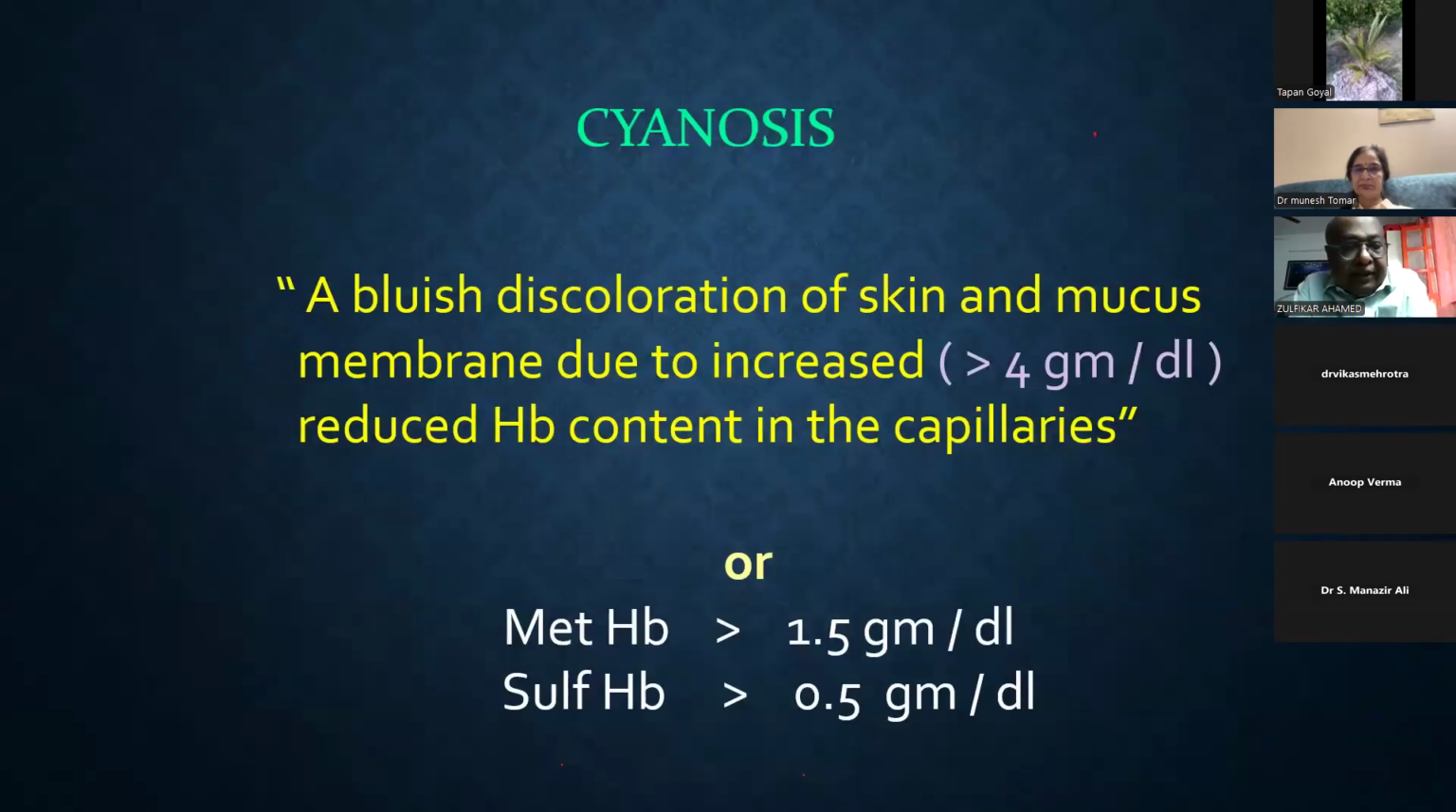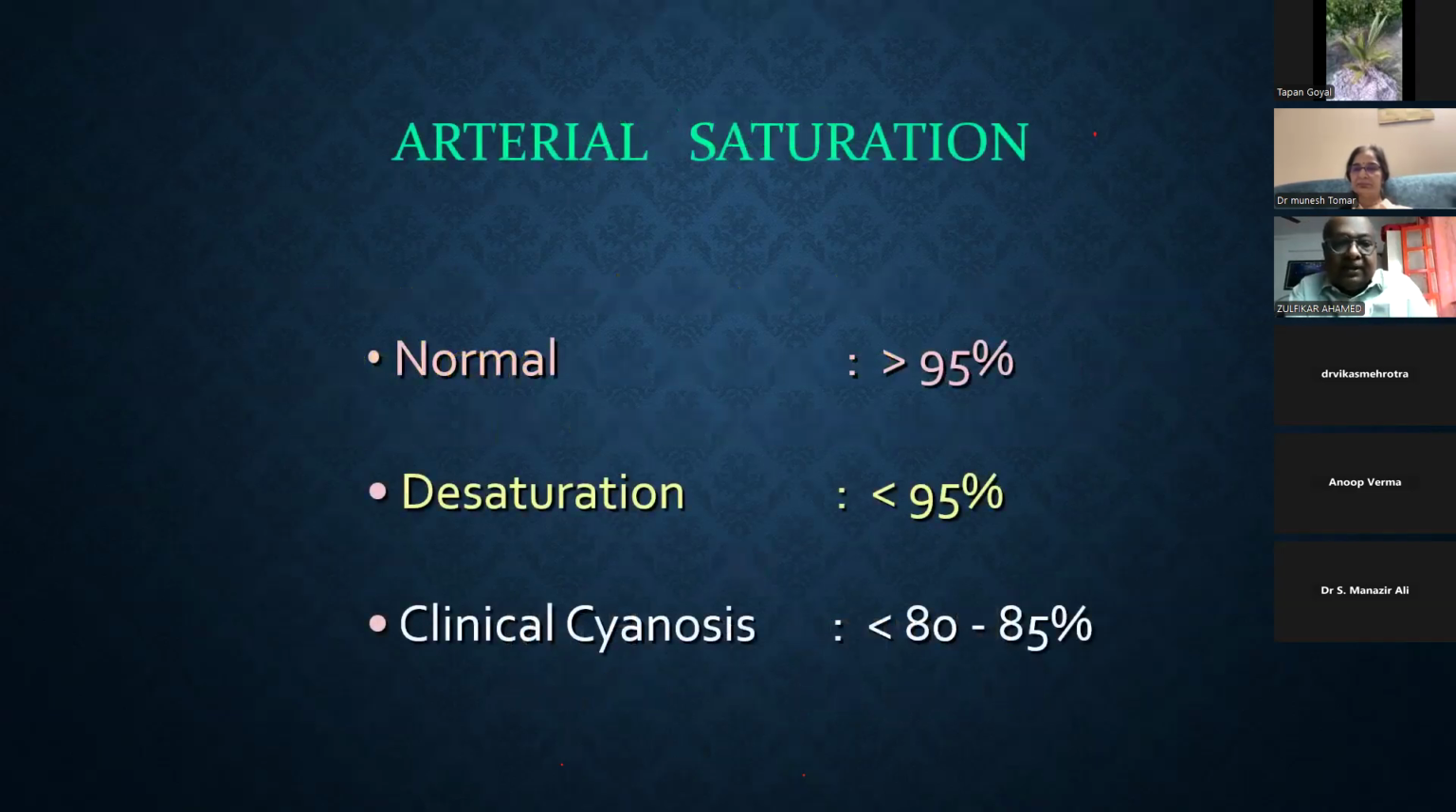So for a clinician, a bluish discoloration of the skin and mucous membrane due to increased approximately 4 or 5 gram per deciliter of reduced hemoglobin content in the capillaries is called cyanosis. We also can have cyanosis when there is an excess of two pigments in the blood, that is methemoglobin and sulfhemoglobin, which are totally different from congenital cyanotic heart disease.